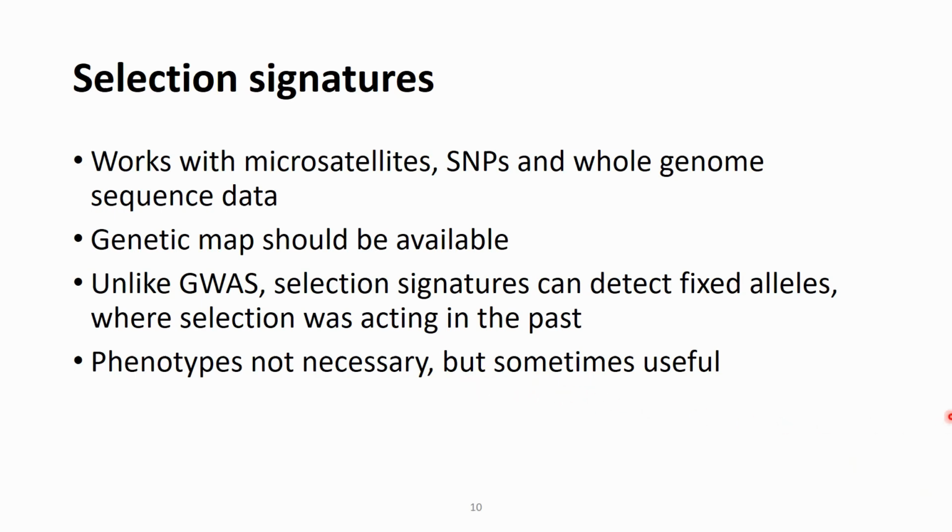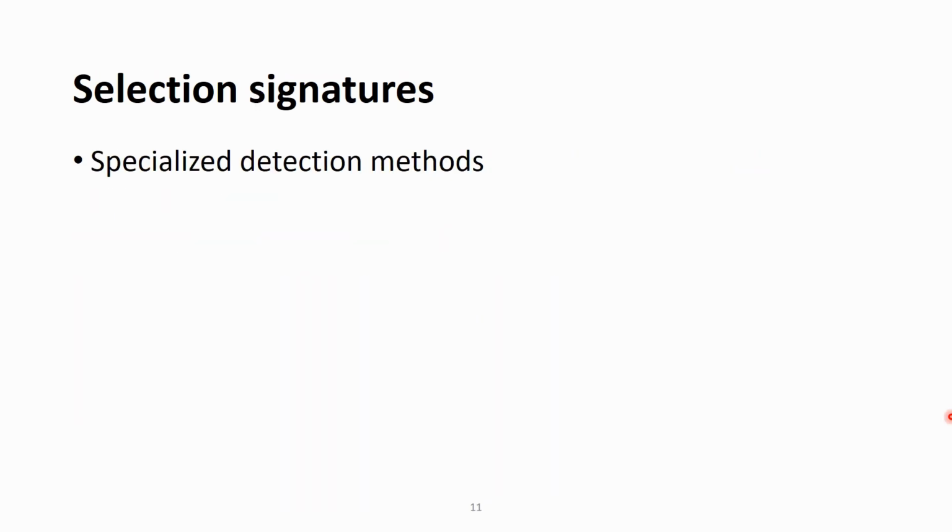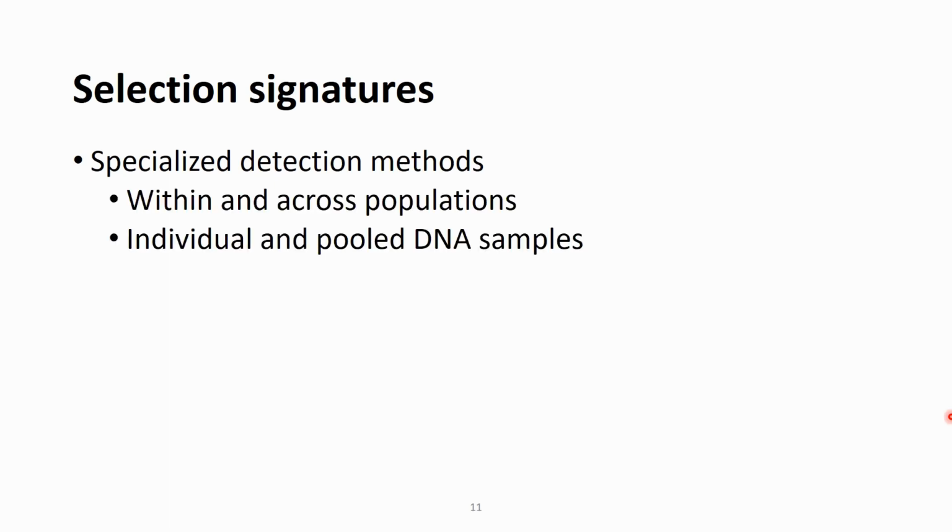Actually, if you have some phenotypes, even if this phenotype is nothing else but the breed identity or some kind of grouping of the individuals, you might use this in your research questions or how you set up the experiment. But if you don't have any phenotypes, you don't need to worry, because you can still run the selection signature analysis. As I mentioned, the selection signatures can be detected by specialized methods, as you have seen in the figure before. These could be within or across populations, in individual genotypes or pooled DNA samples.